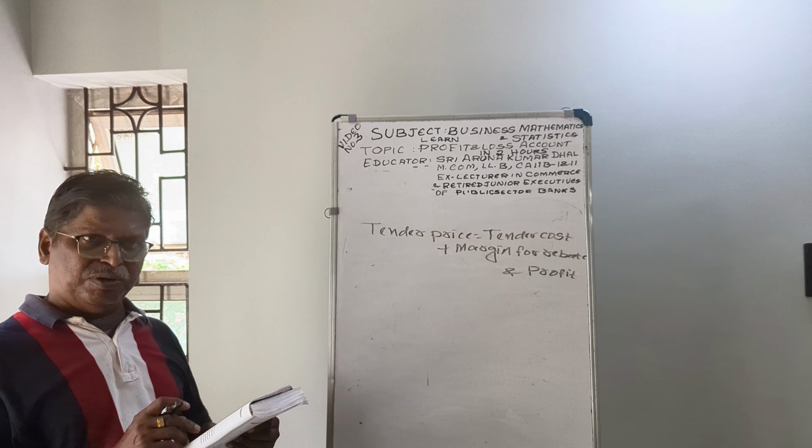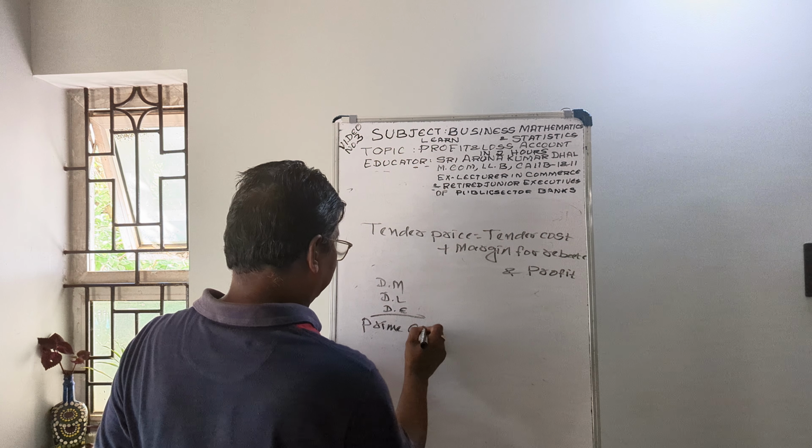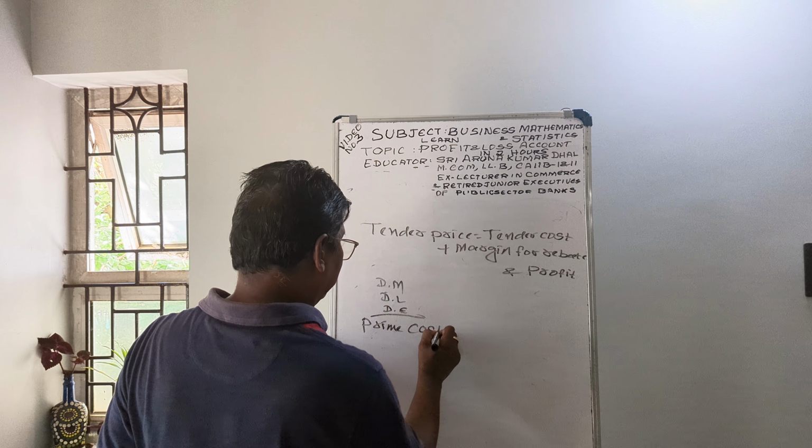In the cost sheet, I have already discussed how the cost of a tender will be calculated. First, we will take direct material, direct labor, direct expenses. That will give us the prime cost. Then add factory overhead or works overhead if it is a manufacturing concern. It will give us works cost. Then add administrative overhead. It will give cost of production.